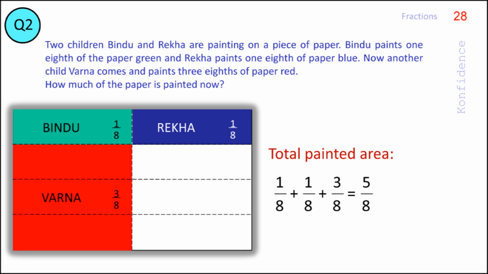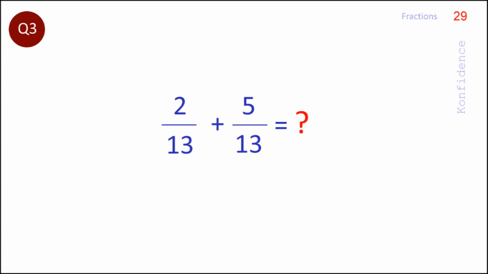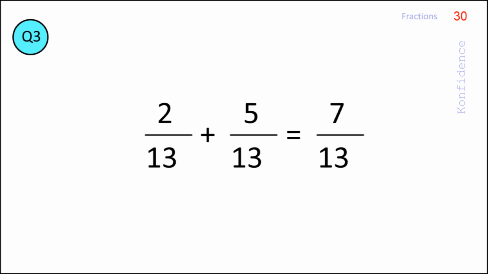You would not have had any problem in these additions. This is because the denominators in each of these fractions were the same. Let us look at one more example of this kind before we move ahead. Here also, we are having two fractions with the same denominator, 2 by 13 and 5 by 13.